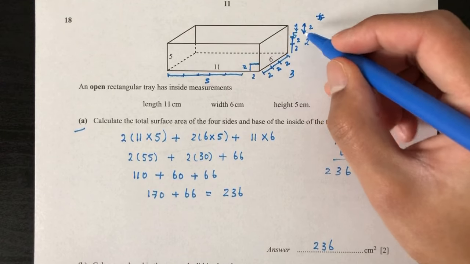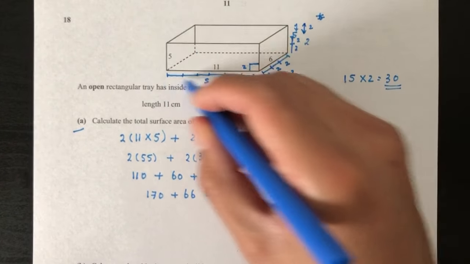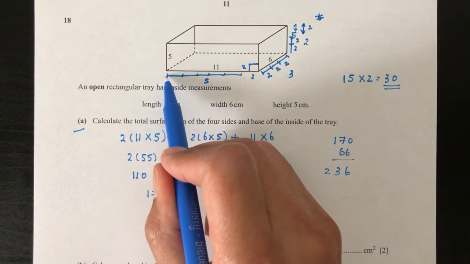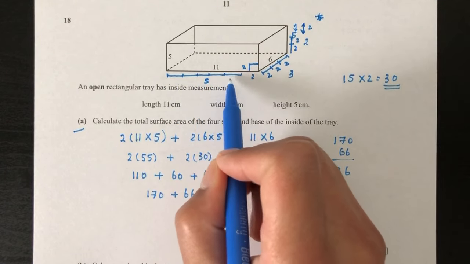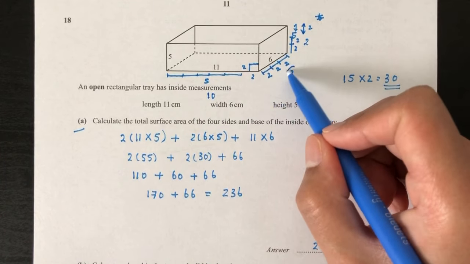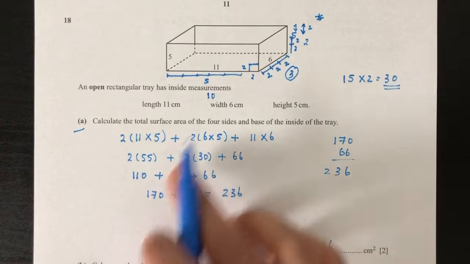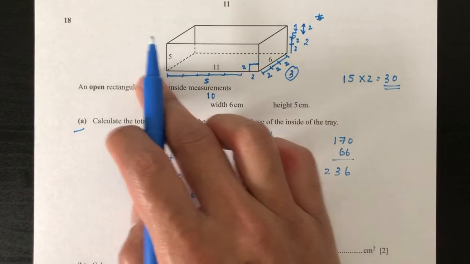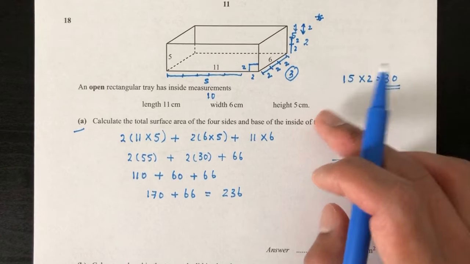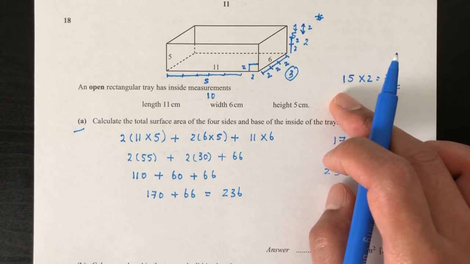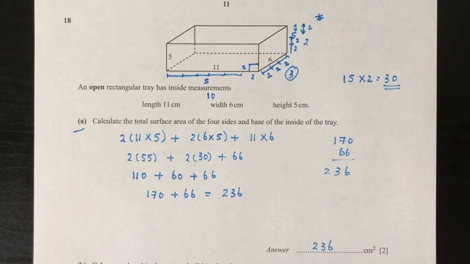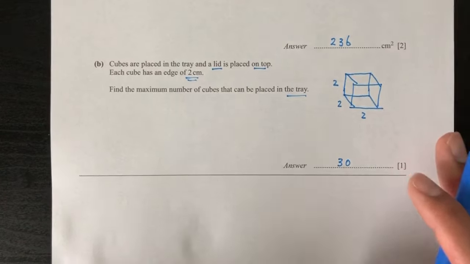You can have 2 rows. For the first row, look at the base and the width. The base is 11. We can only have 1, 2, 3, 4, 5 because that will be 10. And for the width, we can only have 3 because it is 6. So 5 times 3 will be the number we can have for the first row, and times 2 because we have 2 rows, so 15 times 2 will be 30. That is your answer for part B.